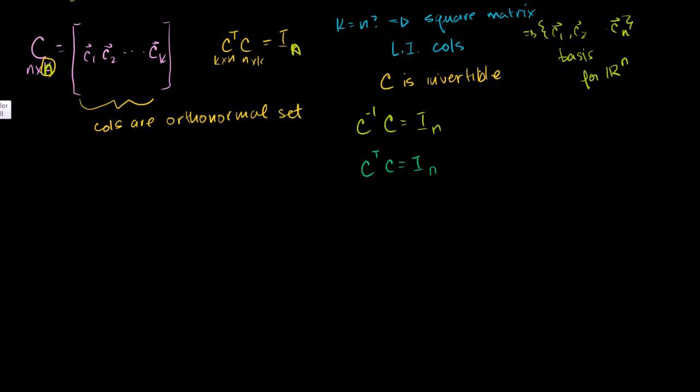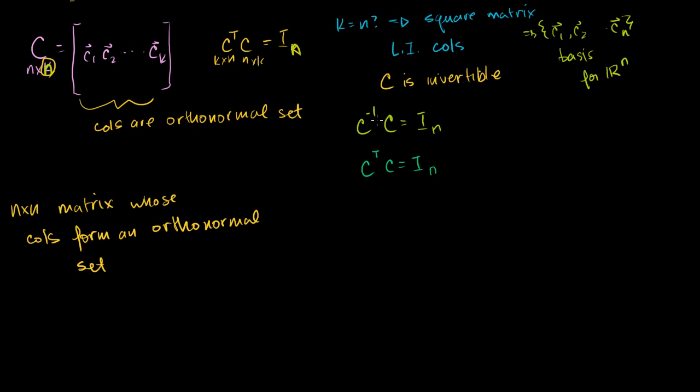So, in this situation where you have an n by n matrix whose columns form an orthonormal set, then C inverse must be equal to C transpose, right? You can just say, look, something times C is equal to the identity matrix, and something times C is the identity matrix. These somethings must be the same thing. Then C inverse is equal to C transpose.